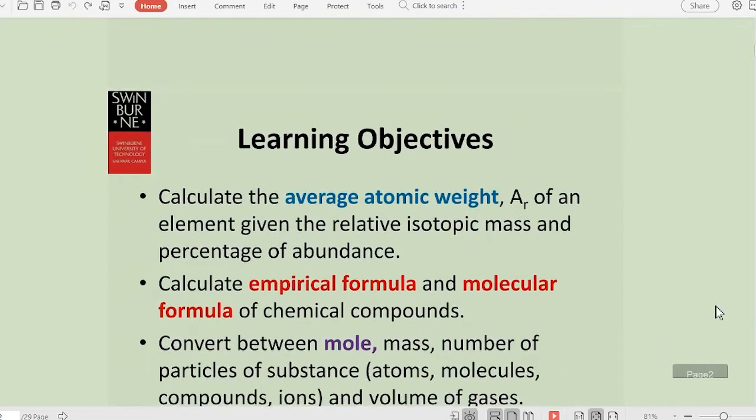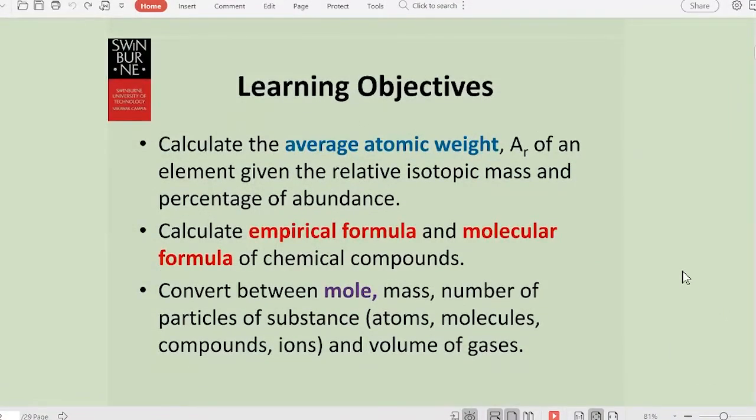So for this lecture, our objective, what we want to learn from it, is to calculate the average atomic weight. This is generally denoted as Ar of an element, given the relative isotopic mass and percentage of abundance, as any atom can be different. It might have relatively different masses, but at a certain number of mass, we have to express it for our better understanding. So we will discuss it a bit more in coming slides.